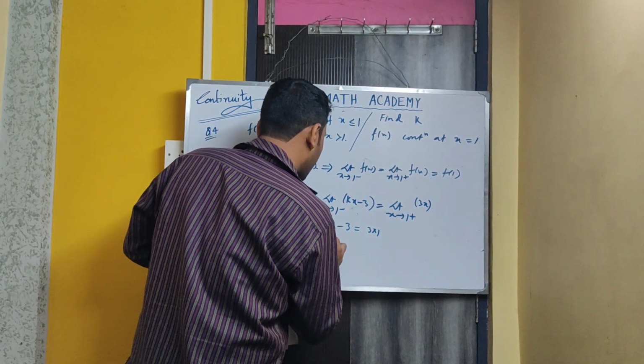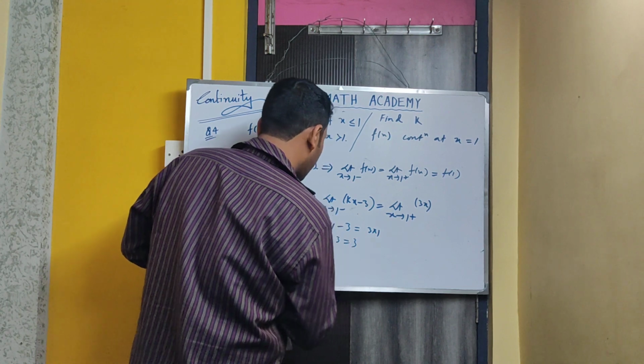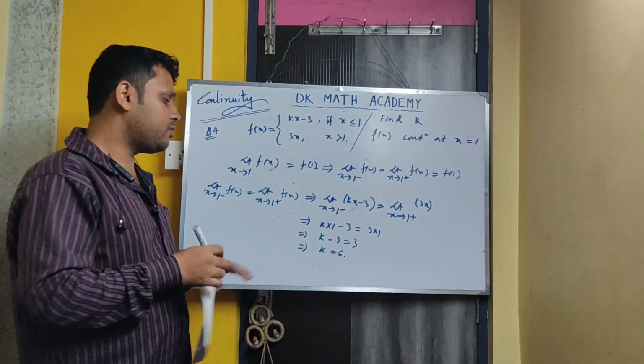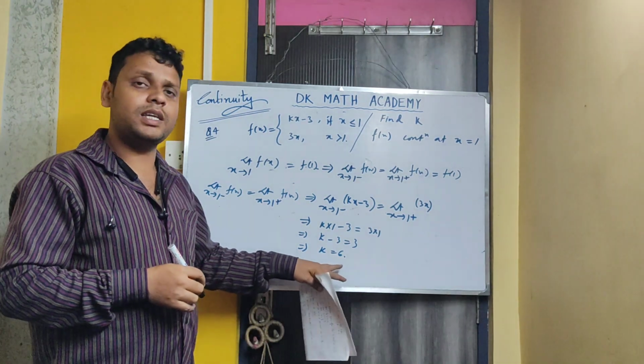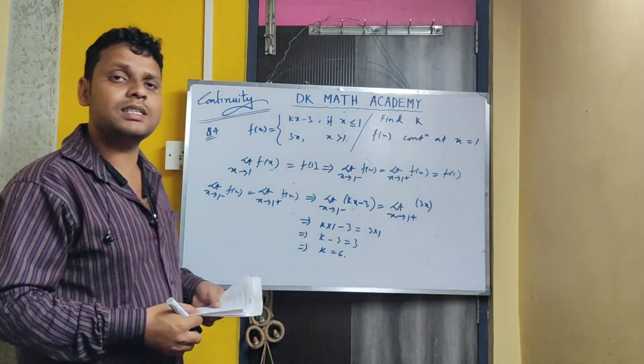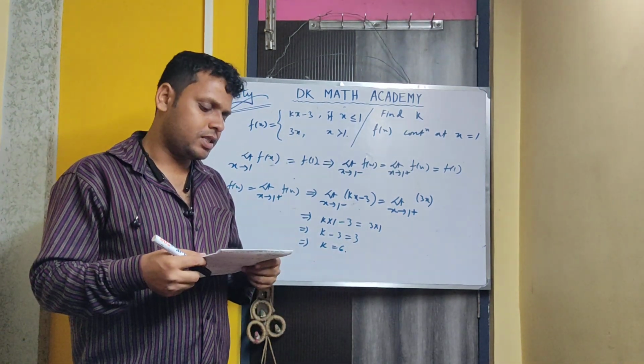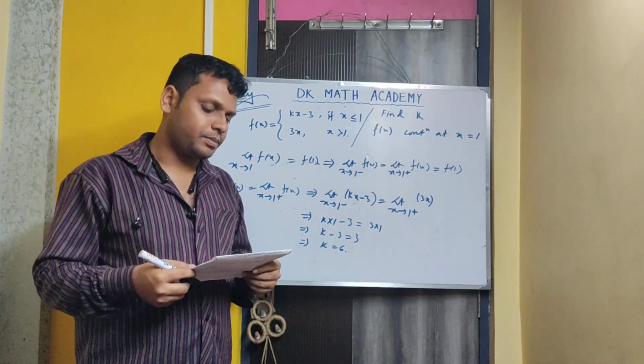So k minus 3 equals 3. So k equals 6. Hence the required value of k is 6. Now we will discuss some questions by graph.